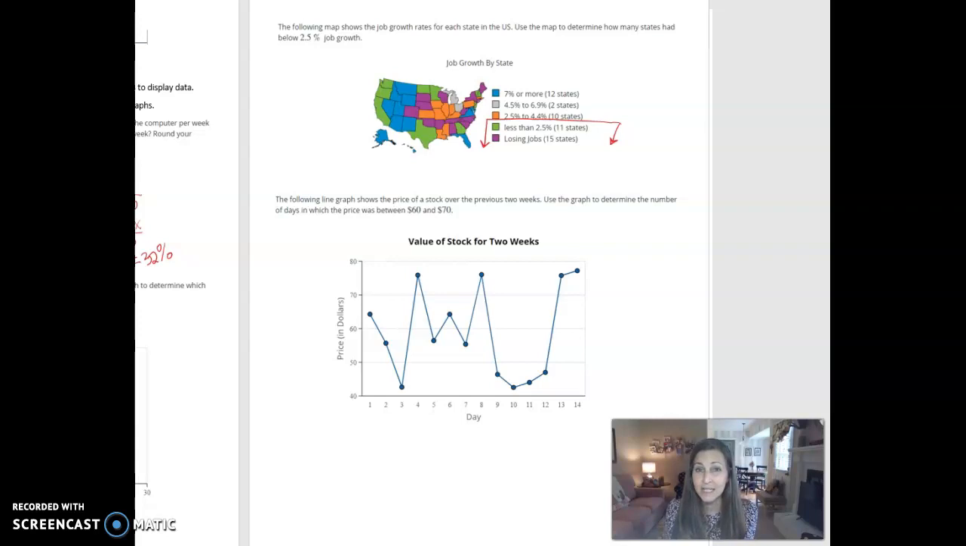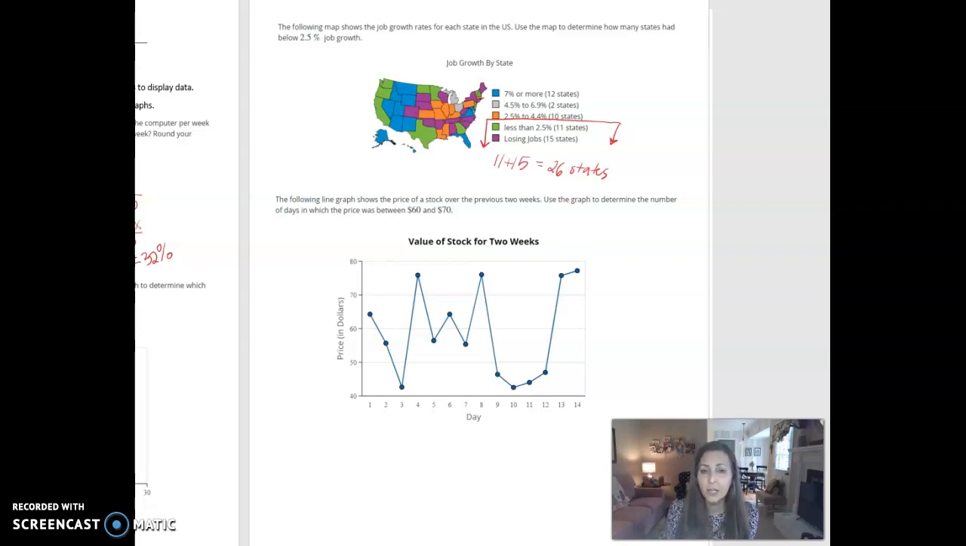So determine how many states had below 2.5% job growth. Well, the answer to that would be 11 plus 15, and that would be 26 states. Because these 15 at the bottom, not only did they not have any job growth, they're actually losing jobs. So they're way below 2.5%.